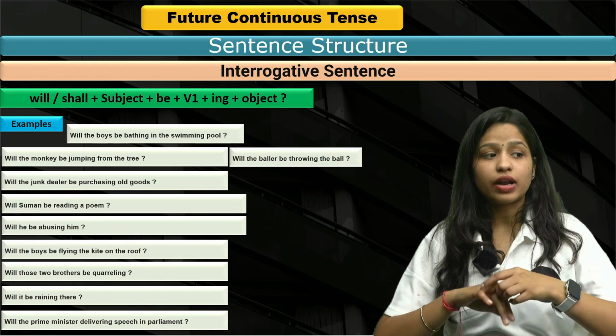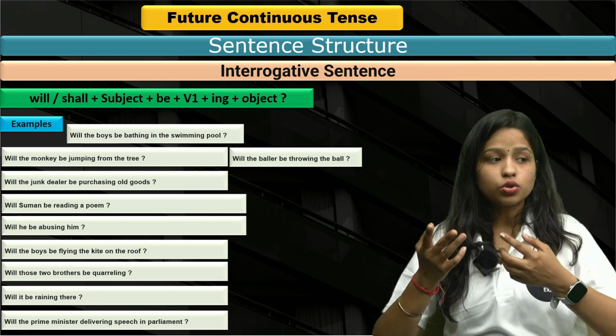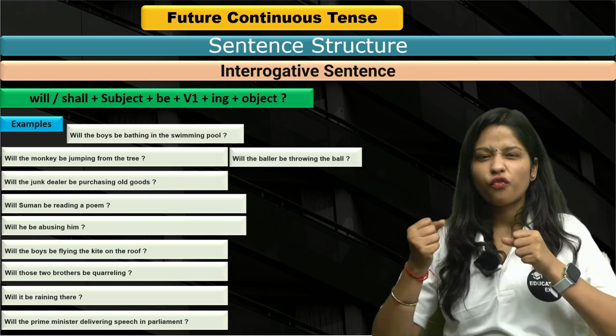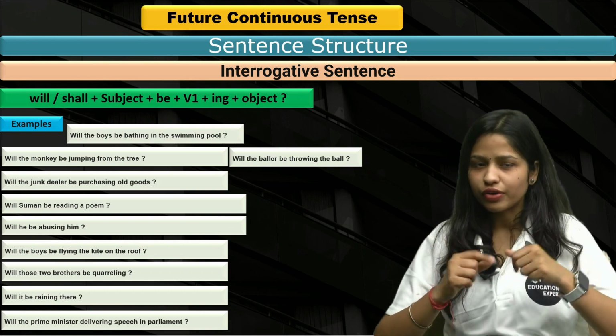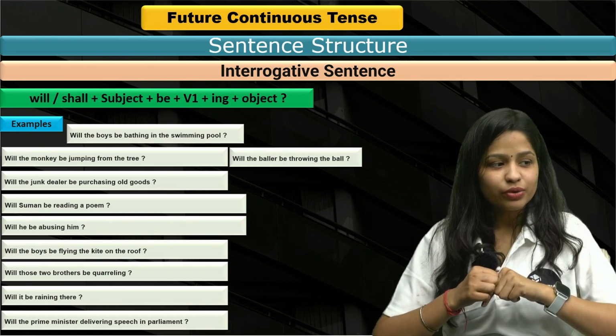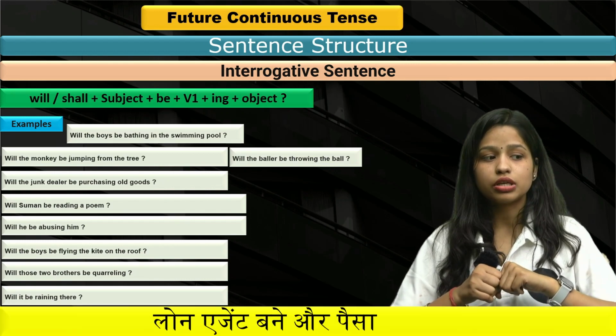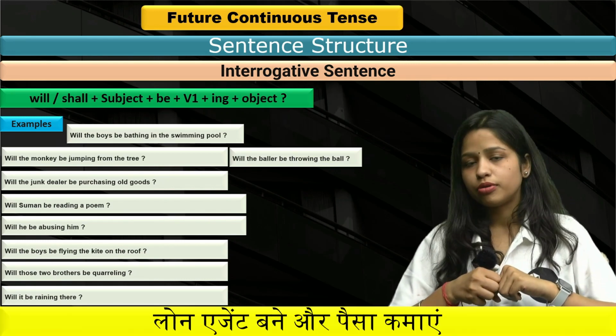Next up we have, will he be abusing him? Will the boys be flying the kite on the roof? Will those two brothers be quarreling? Quarreling means fighting, which is wrong. You should not fight, right? Will it be raining there? Will the Prime Minister be delivering the speech in Parliament? Will the bowler be throwing the ball?